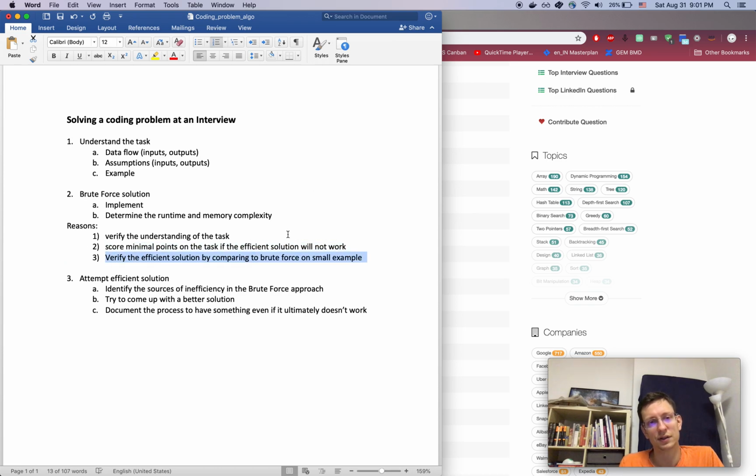This is, again, just a structured way forward. We're starting from a brute force solution, which is inefficient. You can later tell, okay, these are the problems with this solution, this is how we could improve it, and then you try to improve it. So if you fail, you already had something.